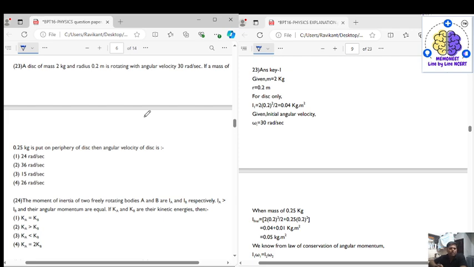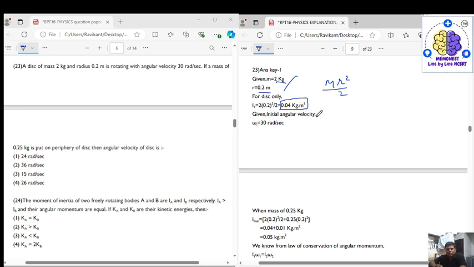Question number 23 says that a disc of mass 2 kg and radius 0.2 meter is rotating with an angular speed of 30 radian per second. If a mass of 0.25 kg is put on the periphery of the disk, then what is the angular velocity of the disk? Initially the disk has a mass of 2 kg and radius 0.2 meter. For this, the moment of inertia of the disk is mr square by 2. Putting the values, we get moment of inertia 0.04 kg meter square.